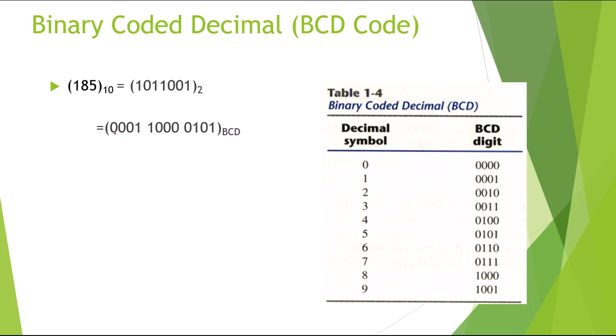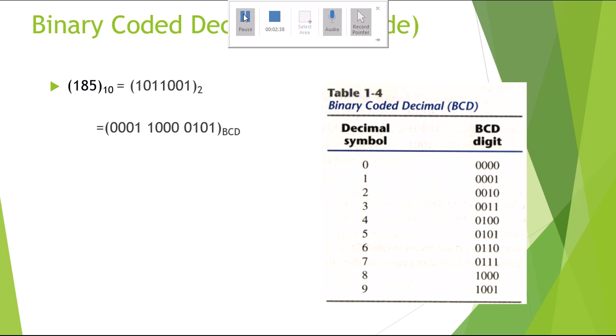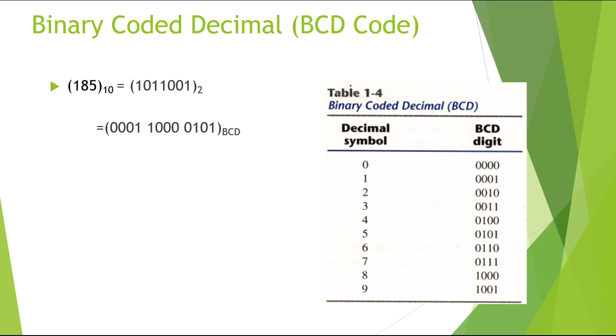So for 1, we'll have a combination here. For 8, we'll have a different combination, and for 5, we'll have a different combination. So this 3-digit number is represented by 12 bits, but every digit is represented differently and can be handled differently. This table here represents the BCD digits or the BCD code. In this table, the BCD combinations of different decimal numbers are represented.